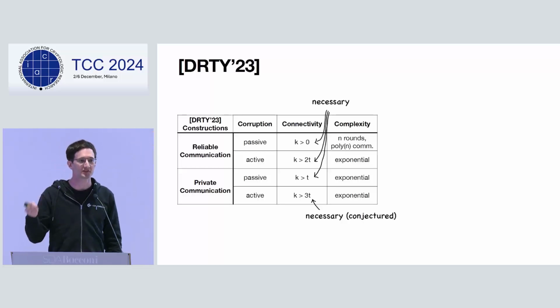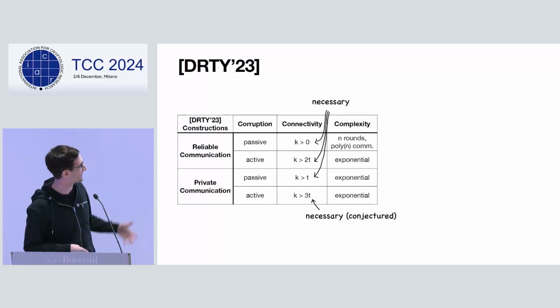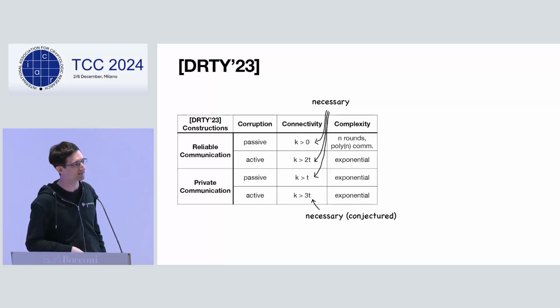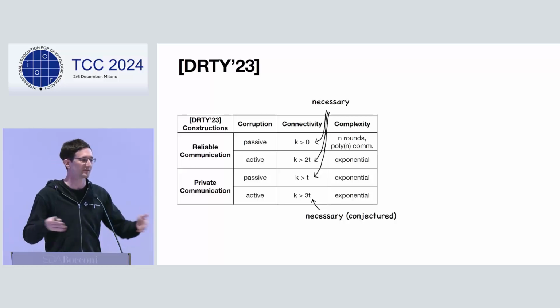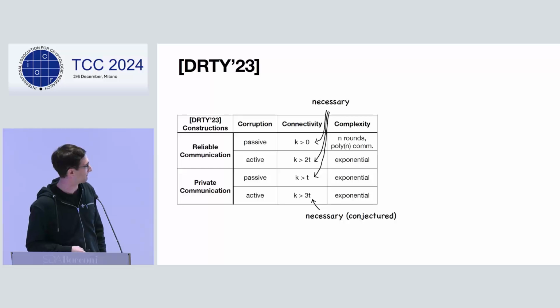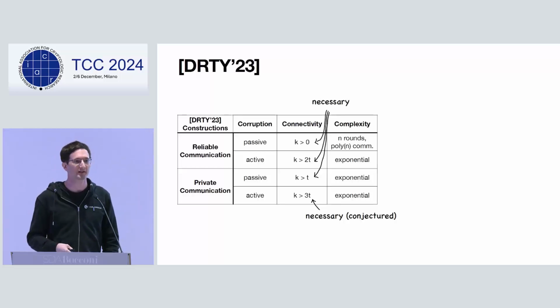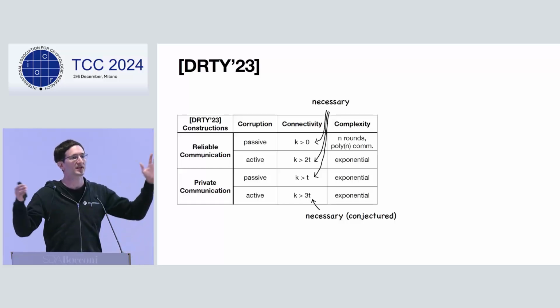You see there's some conditions. So if you want to do, for instance, reliable communication with passive corruption, what we say is the graph needs to be connected in each round. Otherwise, it doesn't really work. And so the top three, they're necessary. And then this paper said, OK, the last one, we conjecture it's necessary.